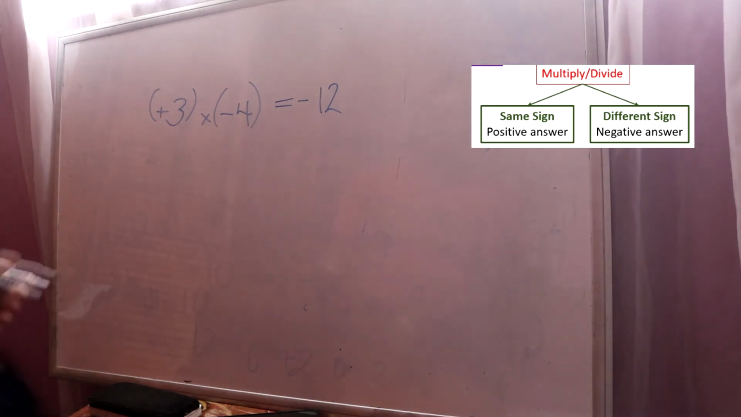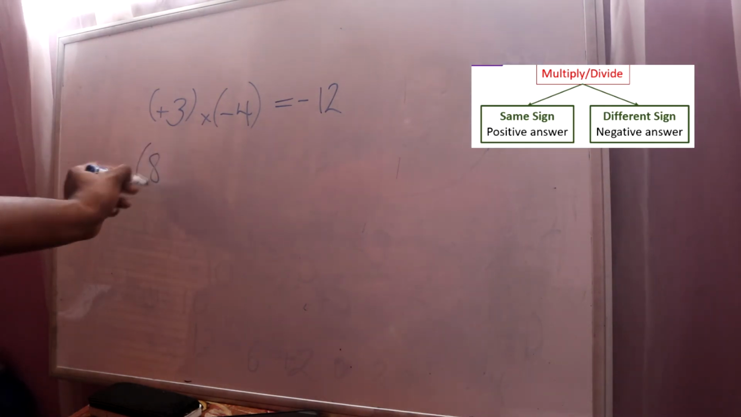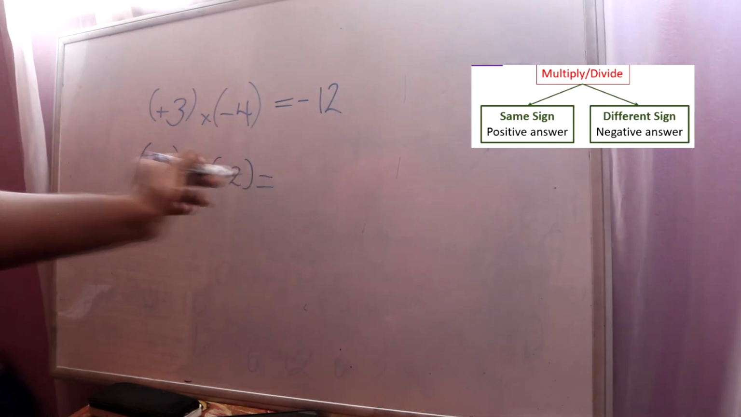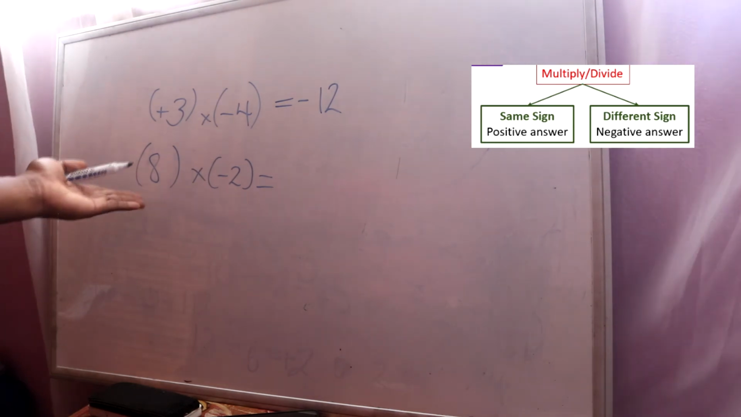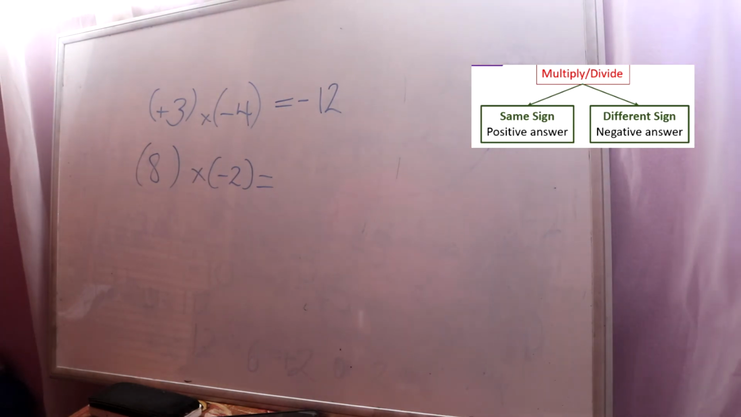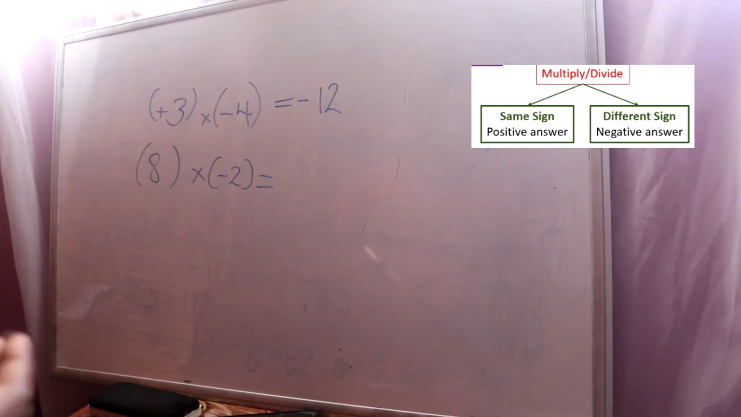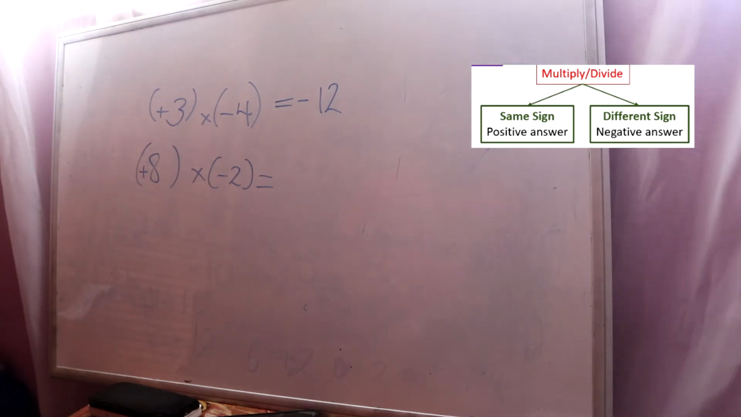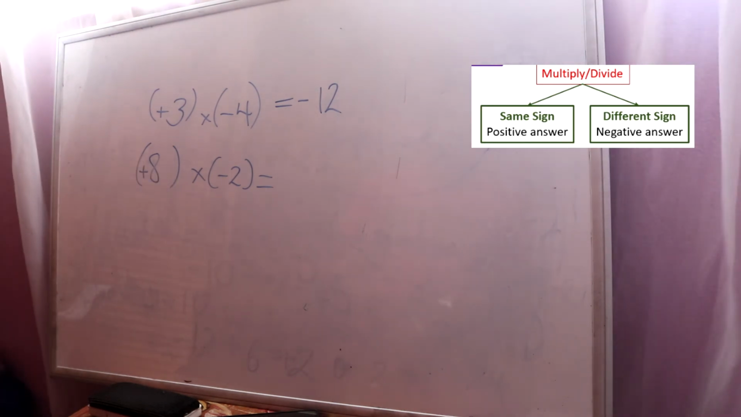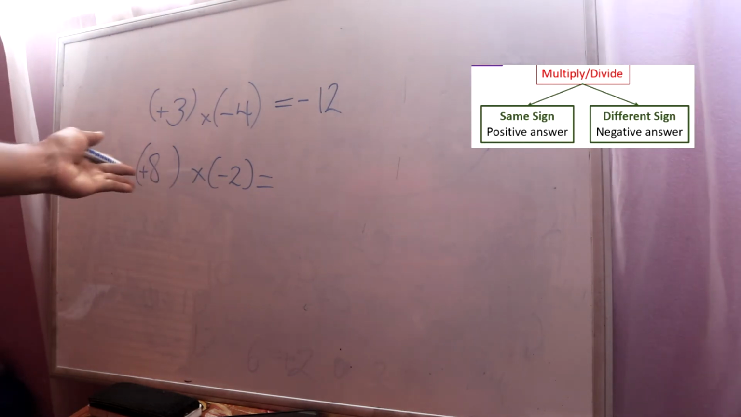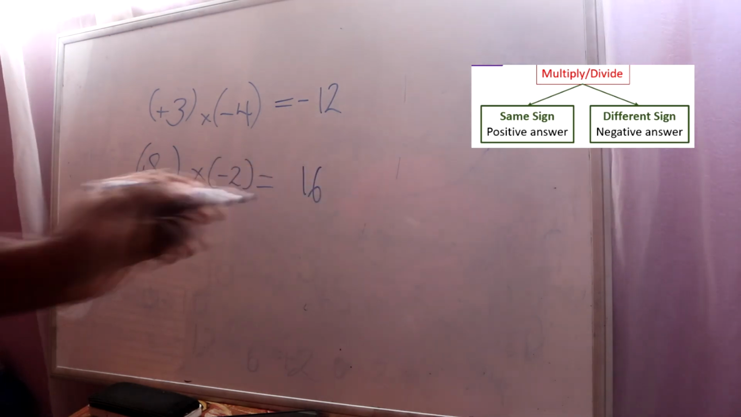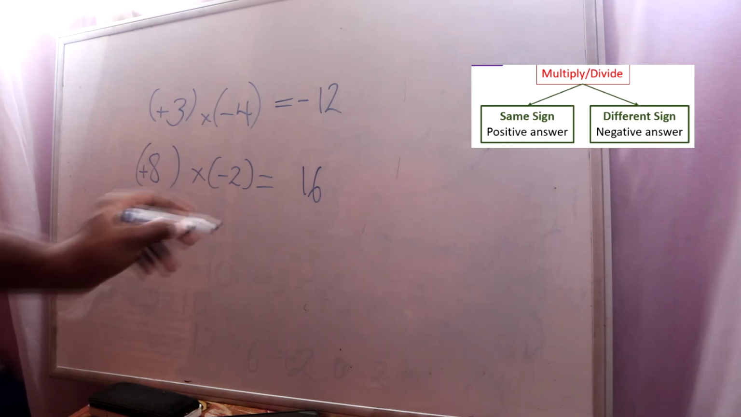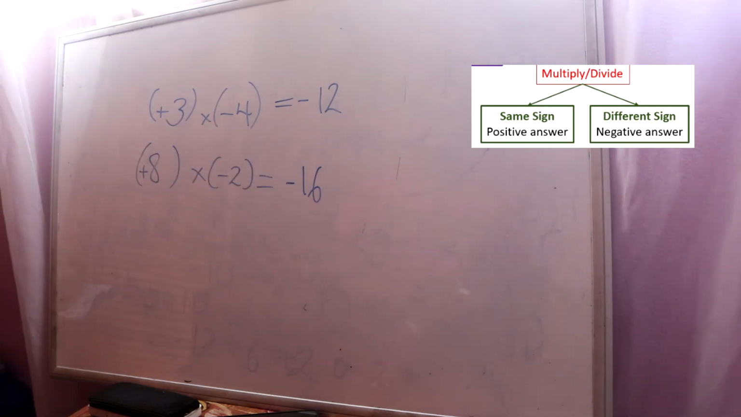Let's try a different one. Suppose we have 8 multiplied by negative 2. Now, question: is this 8 positive or negative? Because there's no sign. But remember what I said before, if there's no sign, then by default it is positive. So we have a positive 8 being multiplied by a negative 2. We know 8 by 2 is 16. Is it going to be positive 16 though, or negative 16? It's going to be negative 16.